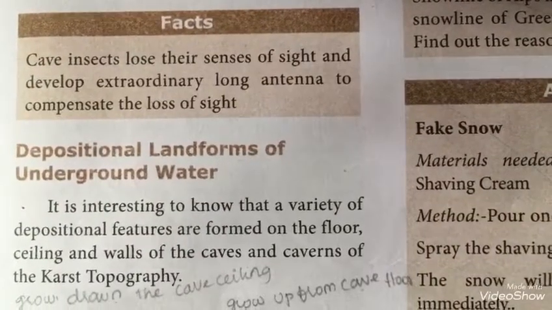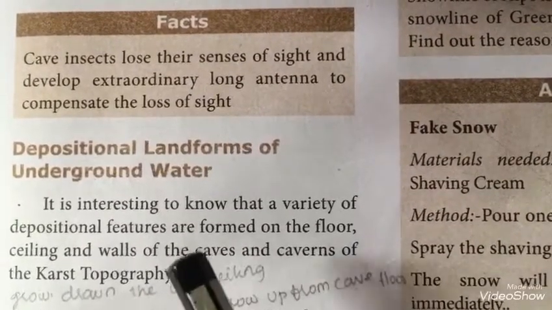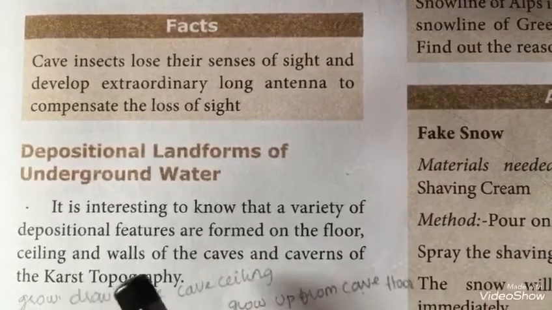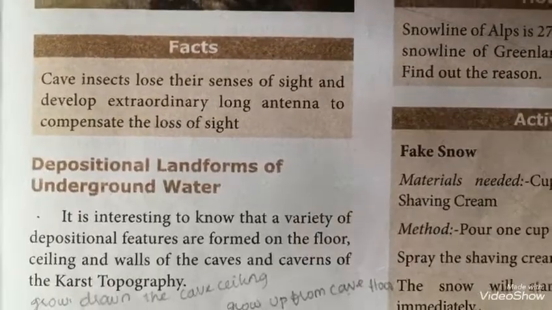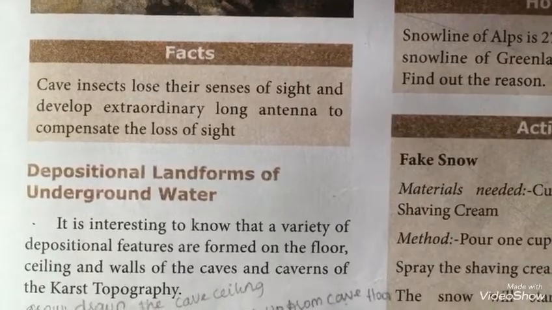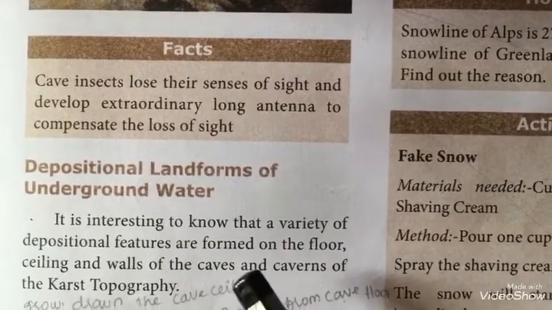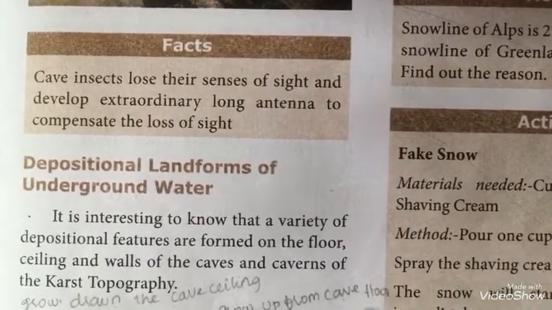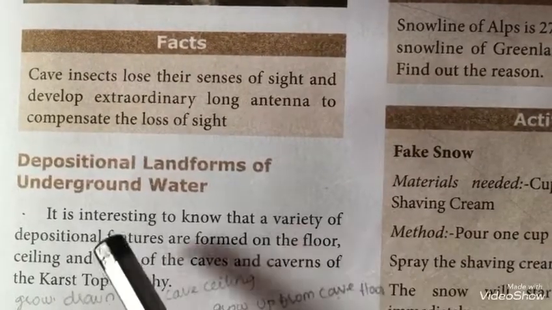Now we are going to learn about the depositional landforms of underground water. It is interesting to know that a variety of depositional features are formed on the floor, ceiling and walls of the caves and caverns of the karst topography. So now we are going to learn about the landforms created on the floor, ceiling and walls of the caves and caverns. How are these landforms created? By the deposition of underground water.